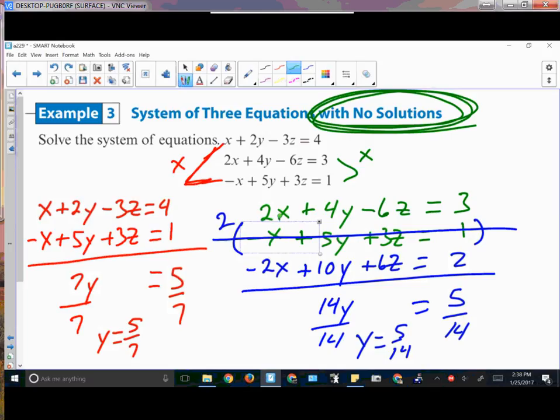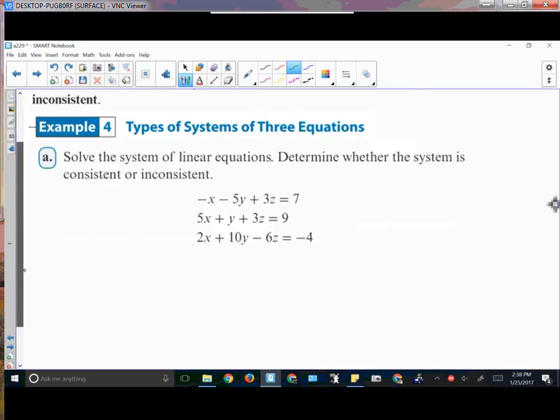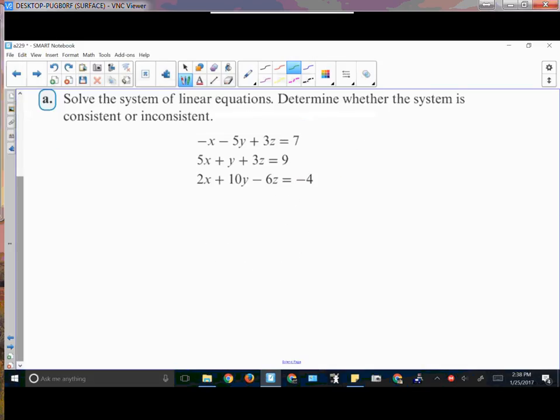So that's what it looks like when you get no solution. Now, like I said, a system that has at least one solution is called consistent. A system that has no common solution is inconsistent. So what we're going to do is take a look at this one here and determine whether it is consistent or inconsistent.